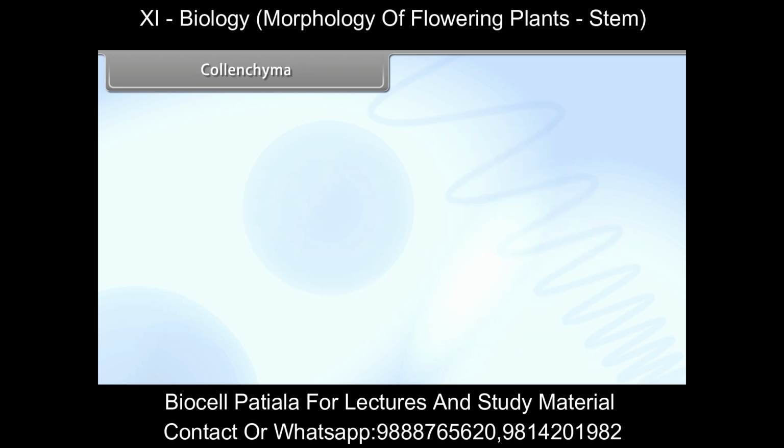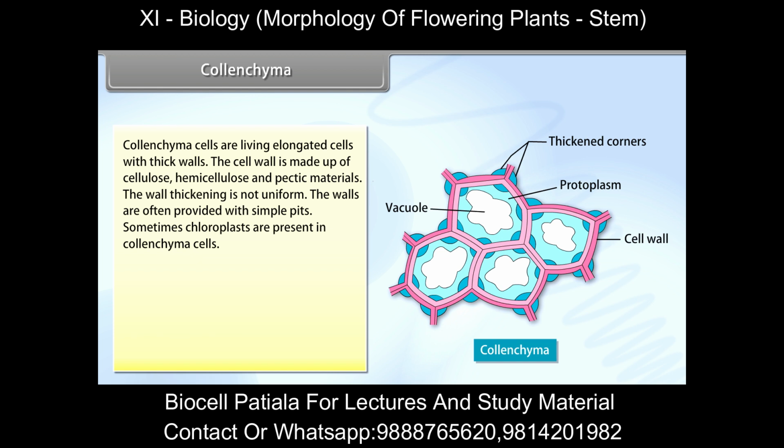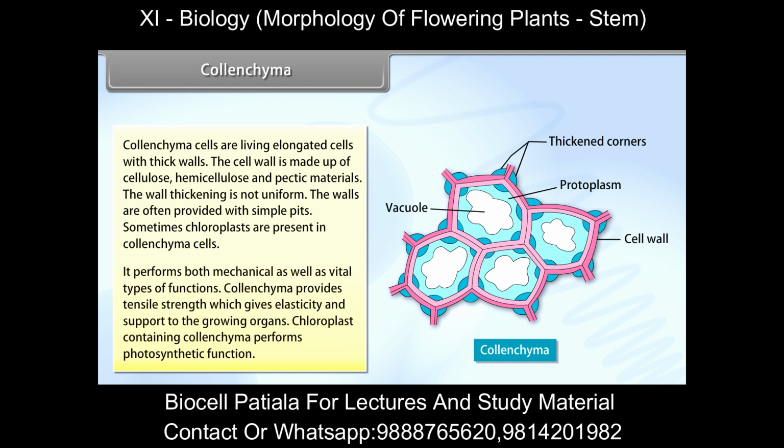Collenchyma. Collenchyma cells are living elongated cells with thick walls. The cell wall is made up of cellulose, hemicellulose, and pectic materials. The wall thickening is not uniform. The walls are often provided with simple pits. Sometimes chloroplasts are present in collenchyma cells. It performs both mechanical as well as vital types of functions.